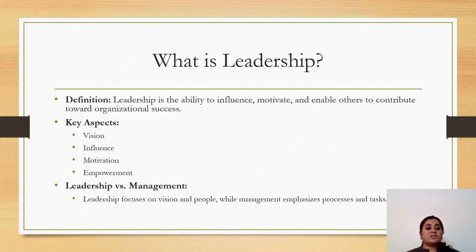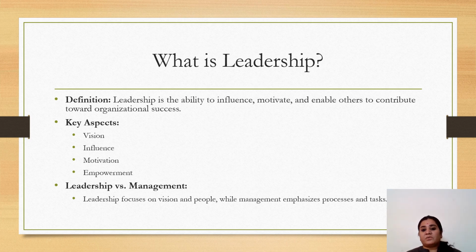There are some elements: vision, influence, motivation, and empowerment. So we will discuss one by one. The vision, we can always say that a leader provides a clear sense of direction and it inspires others to work toward their shared goal. He even influences others because he has the ability to guide others, shape their decisions, and often through this he even persuades others rather than using authority. He even motivates, inspiring followers to give their best, which can be achieved through recognition, reward, or shared purpose.